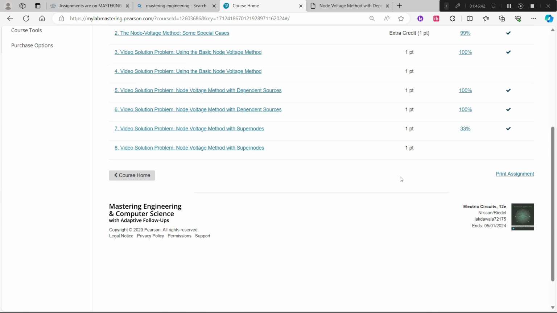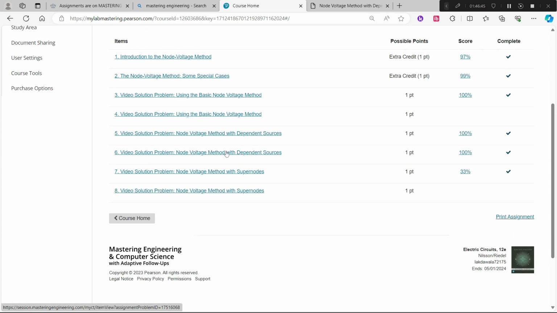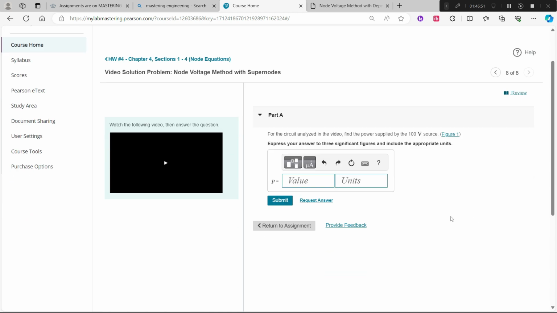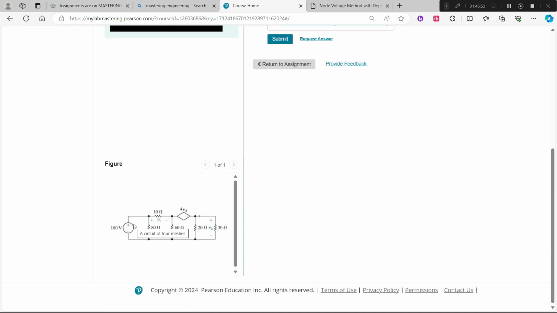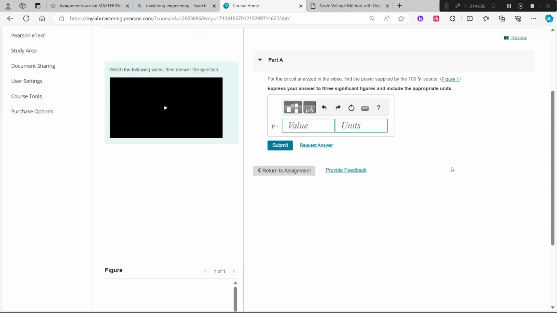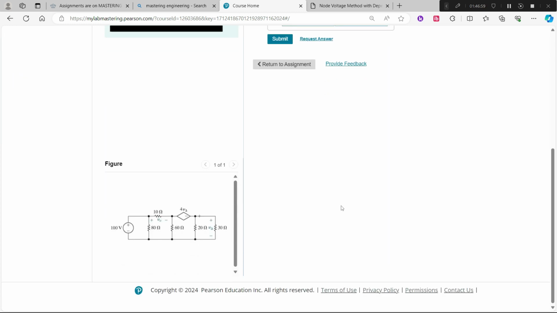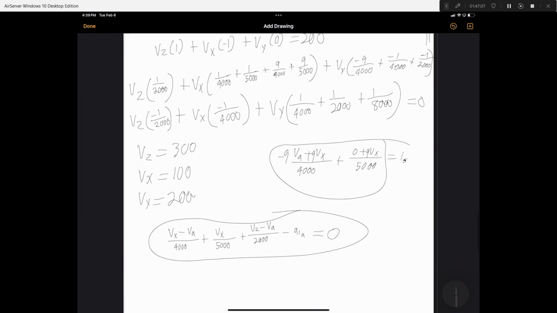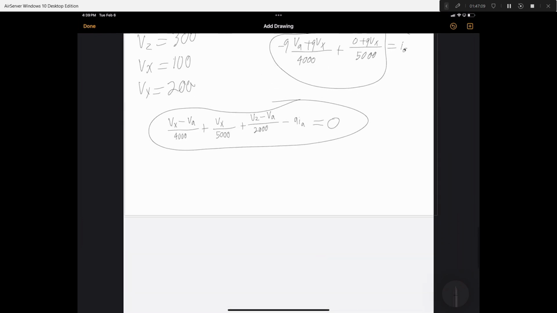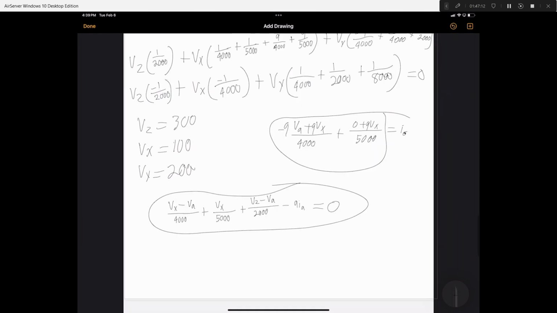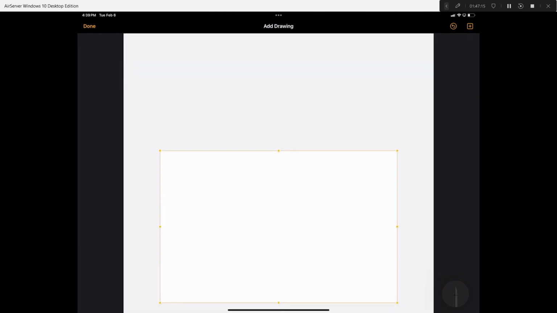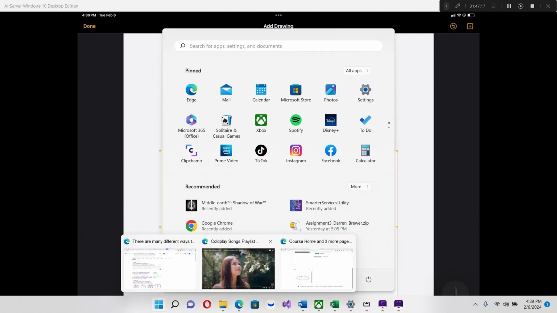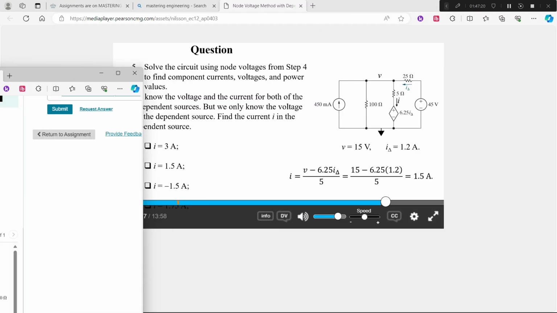Yeah, I'm at 88. But if I get this one right, I think it brings me to 100. Let's see. See if we can get this right. Find the power supplied by the 100 volt source. Alright. Let's see if we can do that. Real quick. Thought it was gonna work out, but I don't think I have time. I need to bring this over to my other screen.